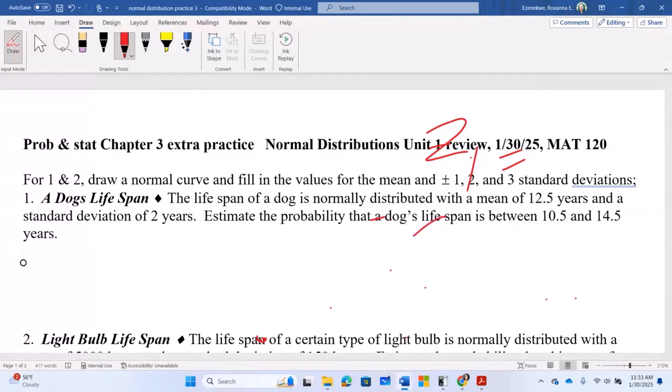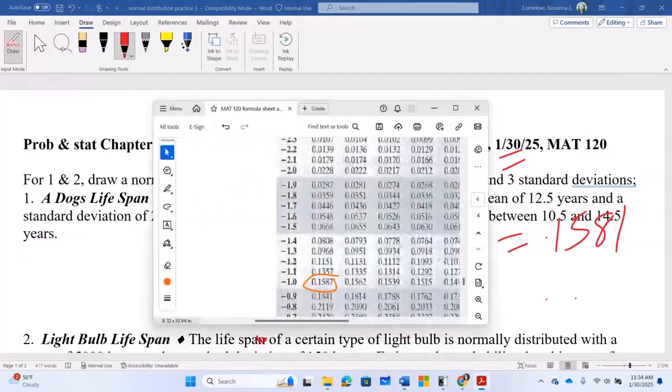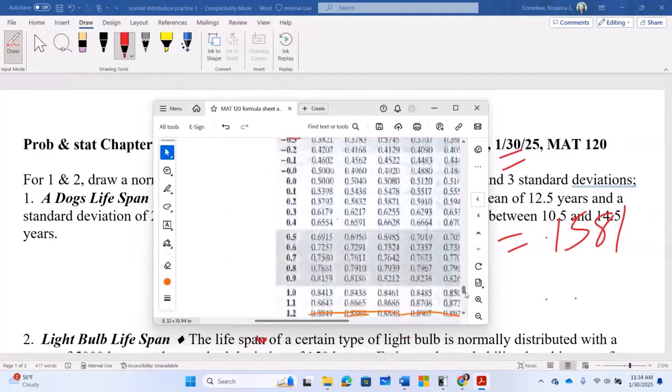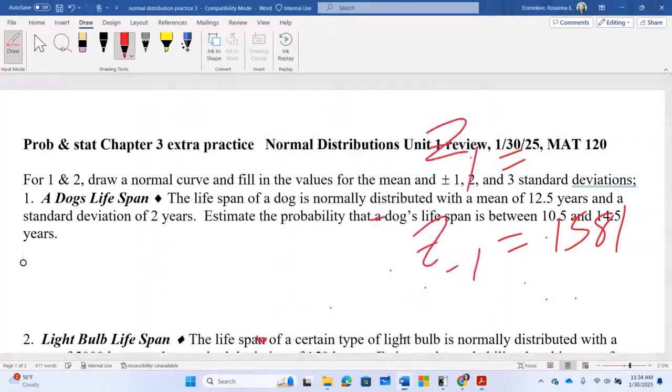So I am going to write this again, Z1 minus Z negative 1. So the negative 1 is a smaller number, 0.1587. I'm going to check that again. All right. Then the upper bound is Z1. So I am going to pull my chart again and look for Z1. Z1 right here is 0.8413, and I am going to subtract.